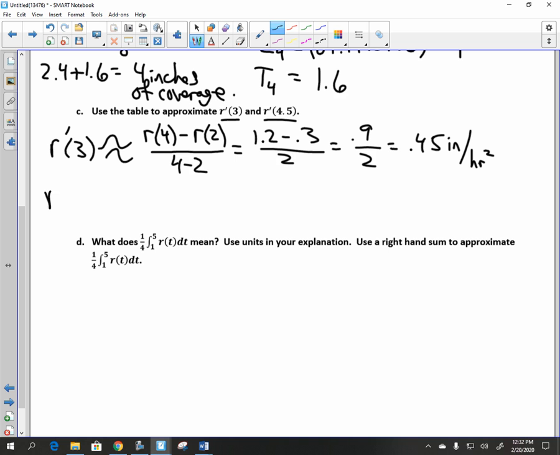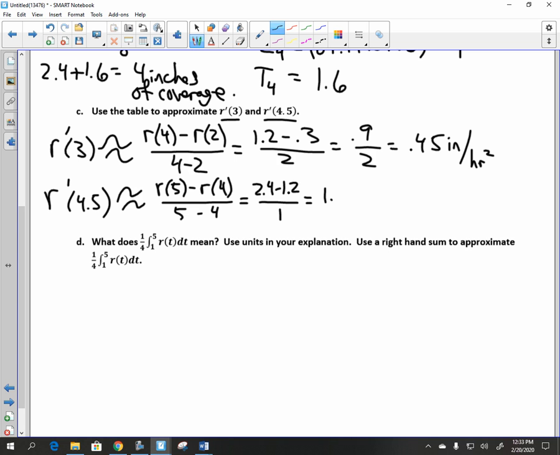We want to do r prime of 4.5. Anybody want to guess what points we'll choose if we want to do r prime of 4.5? Yeah, so r of 5 minus r of 4 all over 5 minus 4. Well, what's 5 minus 4? So I get 1 on the bottom. What is r of 5? 2.4 minus 1.2. I get 1.2 inches per hour squared.